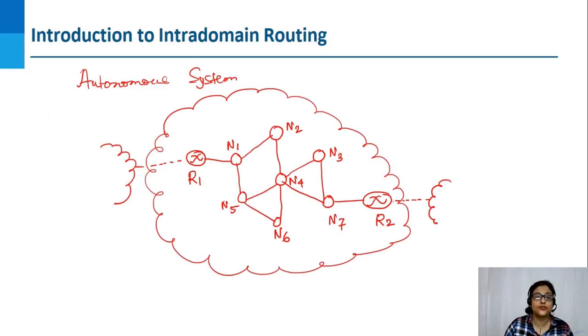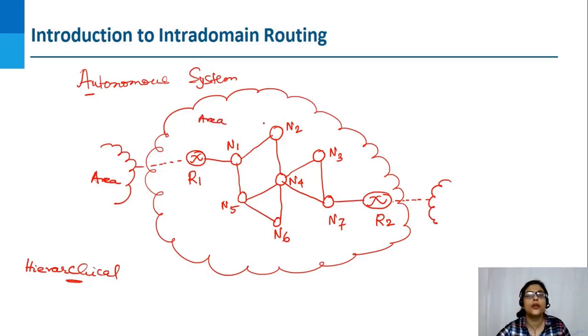In order to understand intra-domain routing, we have to understand what an autonomous system is all about. We know internet is hierarchical in nature. This means that internet is divided into several areas. These areas are known as domains. These domains consist of several routers and networks.